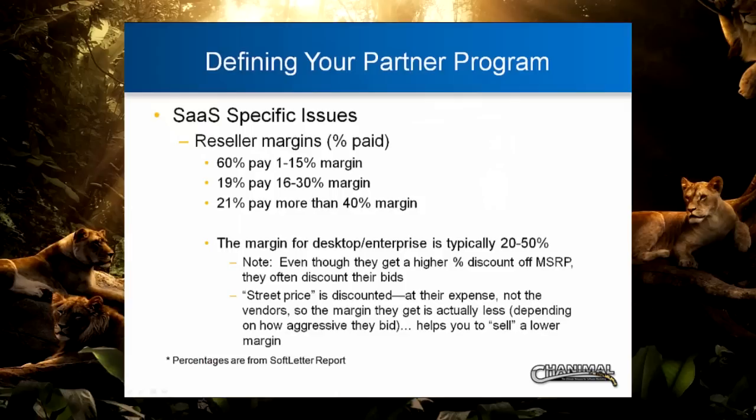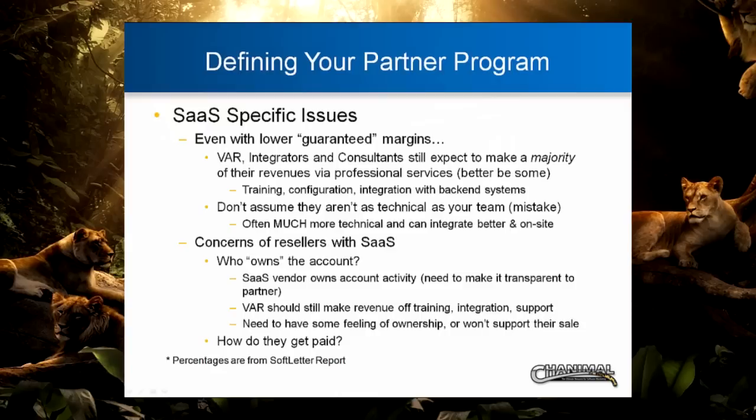They're like, oh, okay. So you have to make sure you know how to explain your reseller partner better, or you're going to lose it. They're going to think that you're being chintzy, and you're not. So even with lower guaranteed margins, VARs and so forth expect to make a majority of their revenues with their professional services. They might make $10,000 off selling the product. They might make another $20,000 on installing it and doing some integration work. So that's the real money, and that's how VARs make their money.